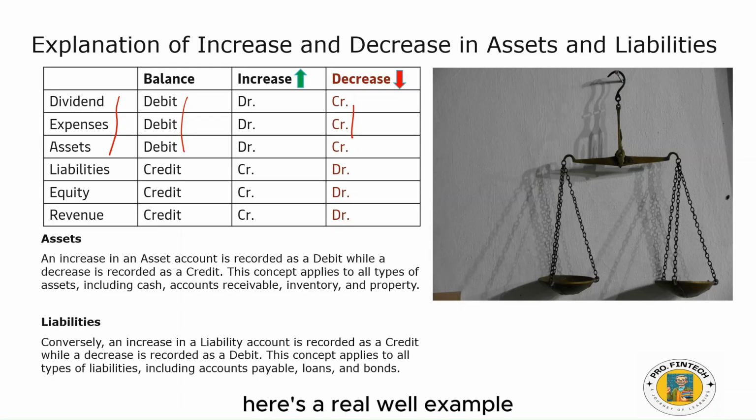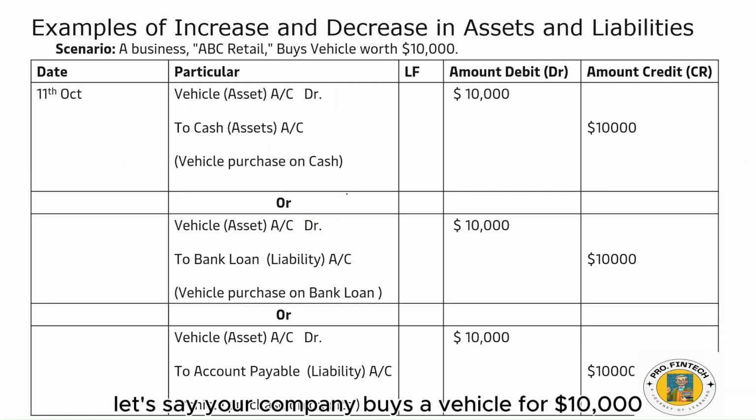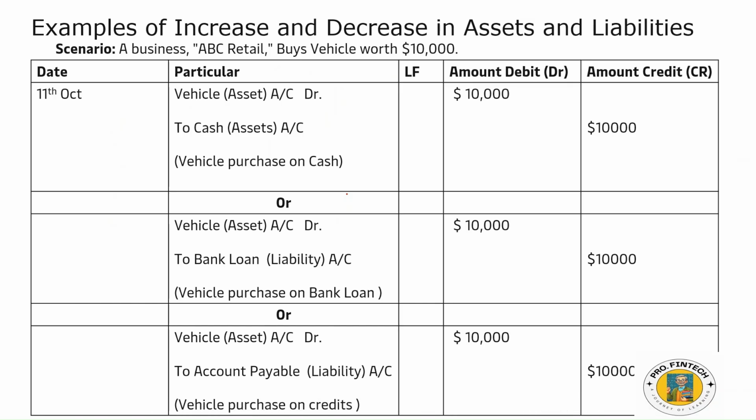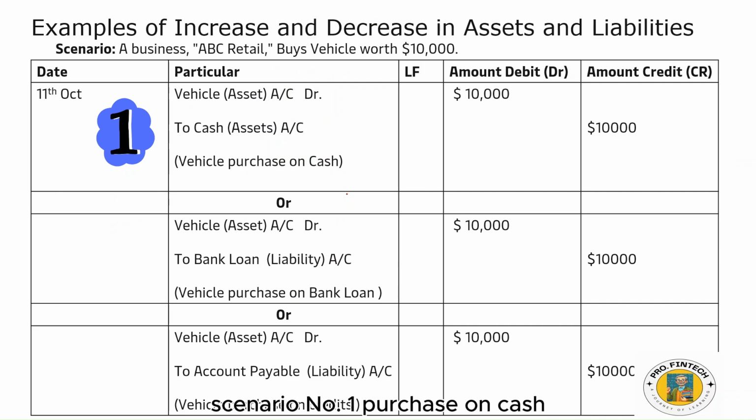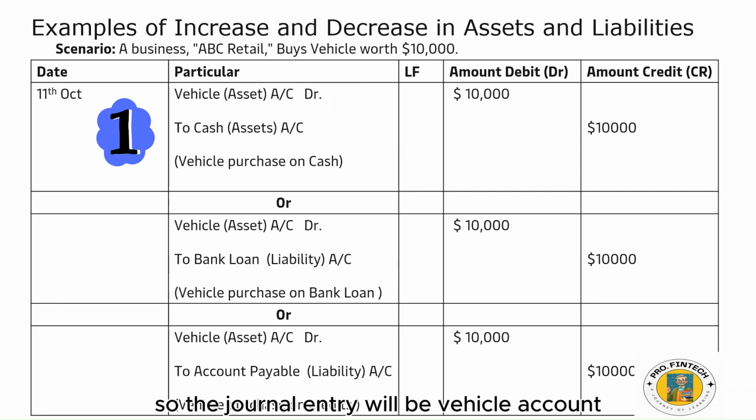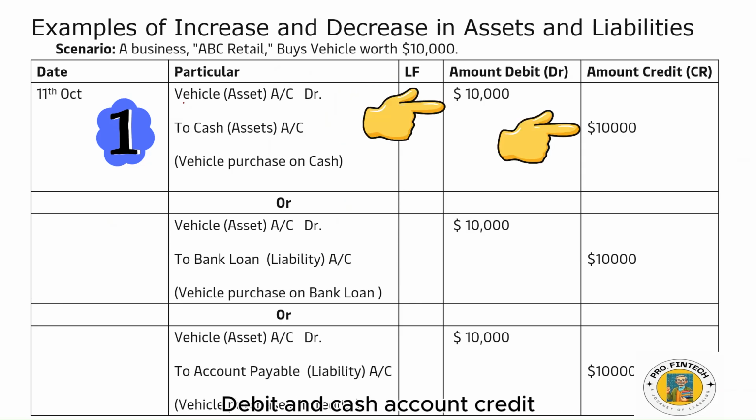Here's a real world example. Let's say your company buys a vehicle for $10,000. We will understand this example with three scenarios. Scenario number 1, purchase on cash. When we purchase a vehicle with cash, we have two effects here, vehicle and cash. Both are assets. The vehicle is increasing the asset and cash is reducing an asset. As a result, an asset increase will be on the debit side and an asset reduction will be on the credit side. So the journal entry will be vehicle account debit and cash account credit.